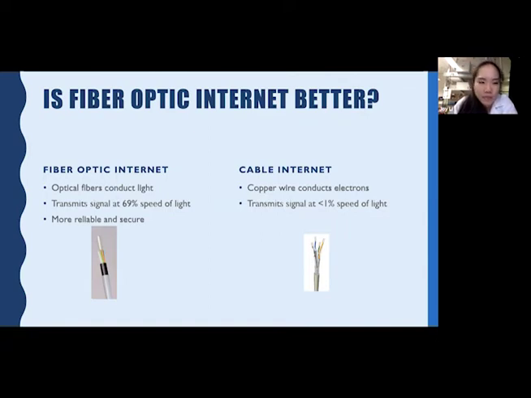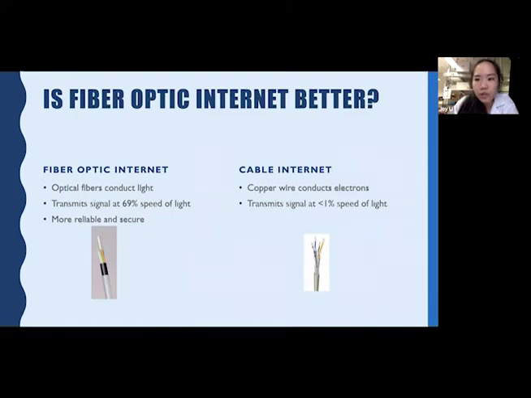And on top of that, fiber optic internet is actually also more reliable and more secure. It's less susceptible to different natural events that might disrupt cable internet and cause power outages.